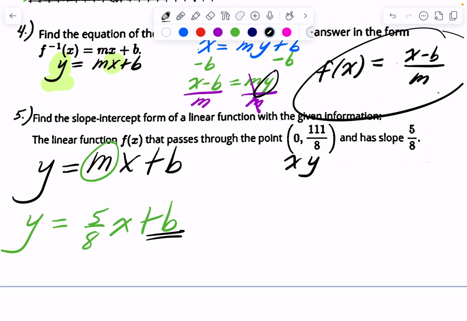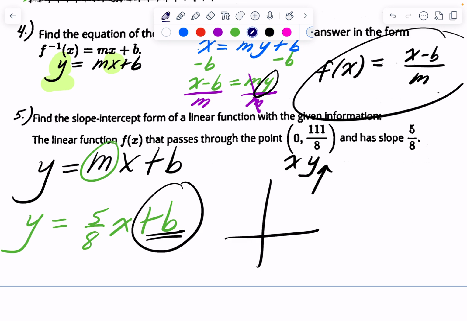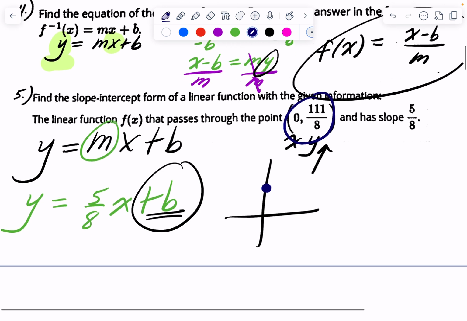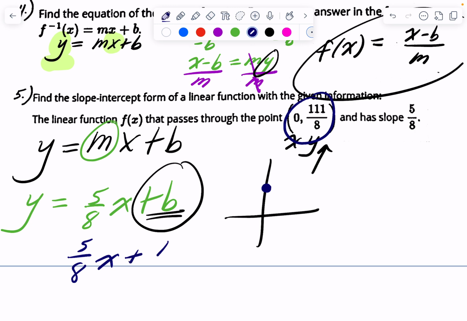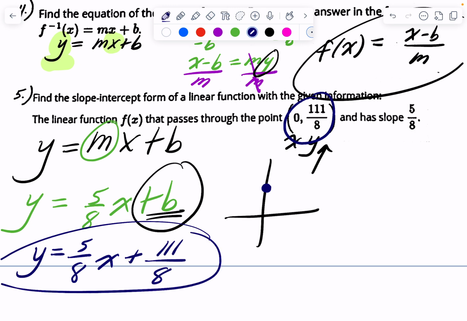Plus b is when x is 0. So actually they did in this one. Otherwise I'd have to go plug in x for x and y for y. But they gave us plus b. Remember, the y-intercept is when x is 0. So you can see, oh, well, then they're just giving me the y-intercept. They're almost making this too easy. So you'd say 5/8 x plus 111/8. See, you just wrote the equation of the line. They made that one really easy.